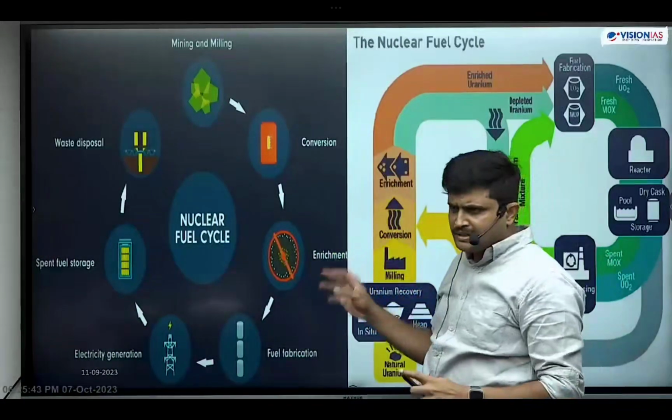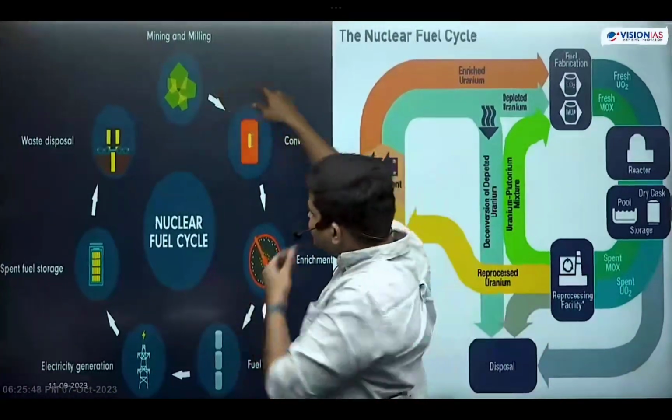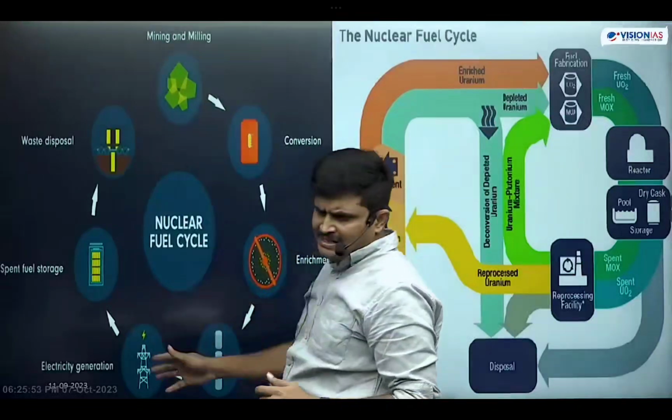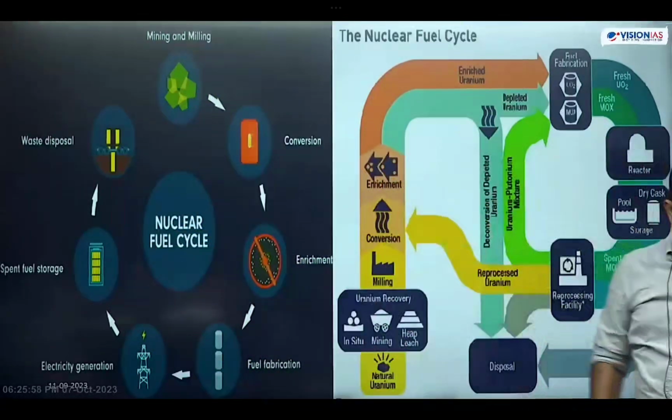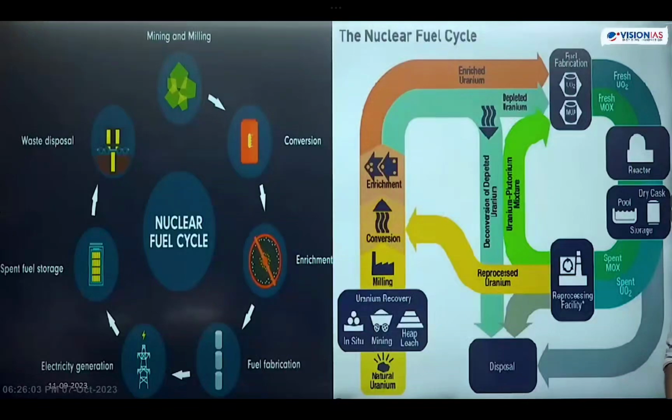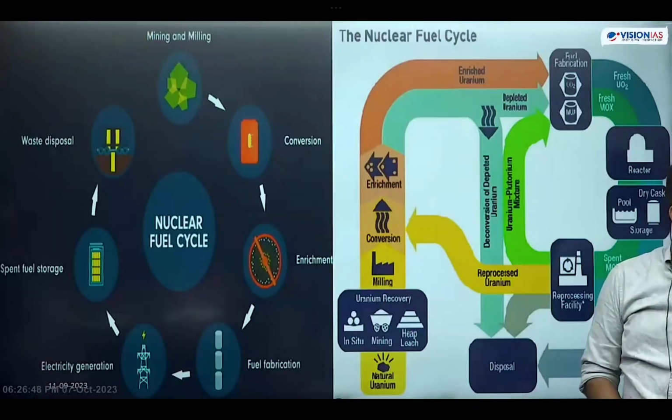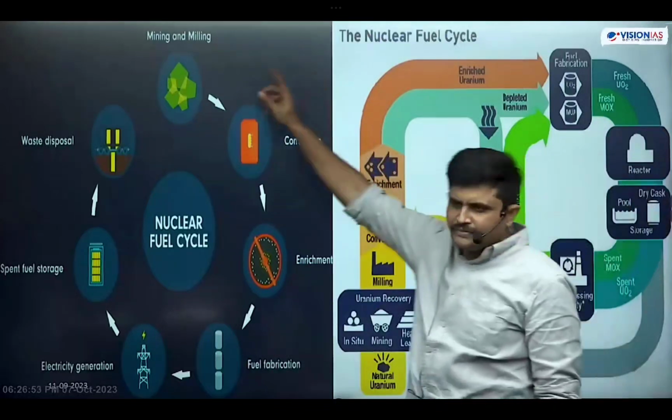So what is each and every step? I will explain it. Copy it like this. Each and every step: mining and milling, conversion, enrichment, fuel fabrication, electricity generation, spent fuel storage, waste disposal. Slightly zoom it. From there you can write it afterwards. I can't zoom it here. Okay, first I can read it out for you.